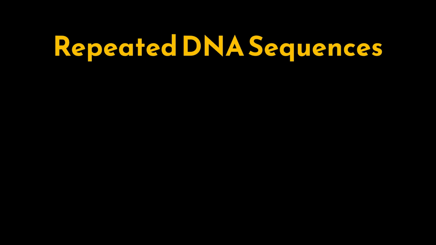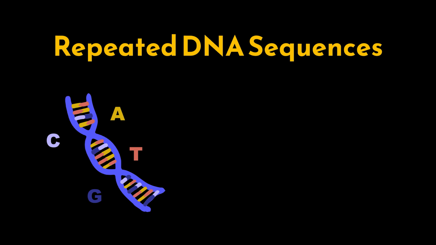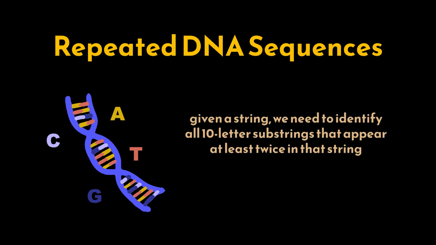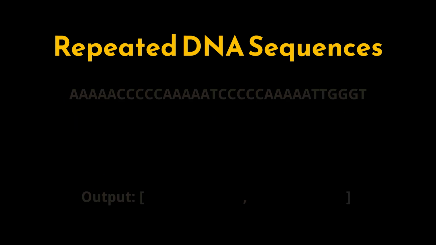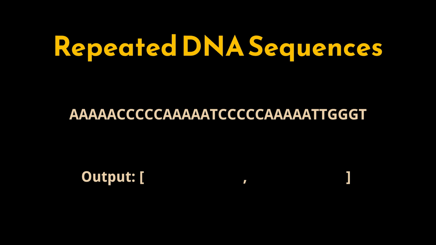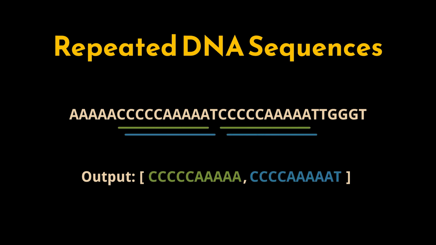Imagine we're biologists who need to analyze a long DNA sequence. In this example, DNA sequences are represented as strings containing the characters A, C, G, and T. Our task is to find all the 10-letter long DNA sequences that occur more than once. In other words, given a string, we need to identify all 10-letter substrings that appear at least twice in that string. To visualize this, take the string we see as an example. The output would consist of two strings, both of which are repeated twice in the initial string.